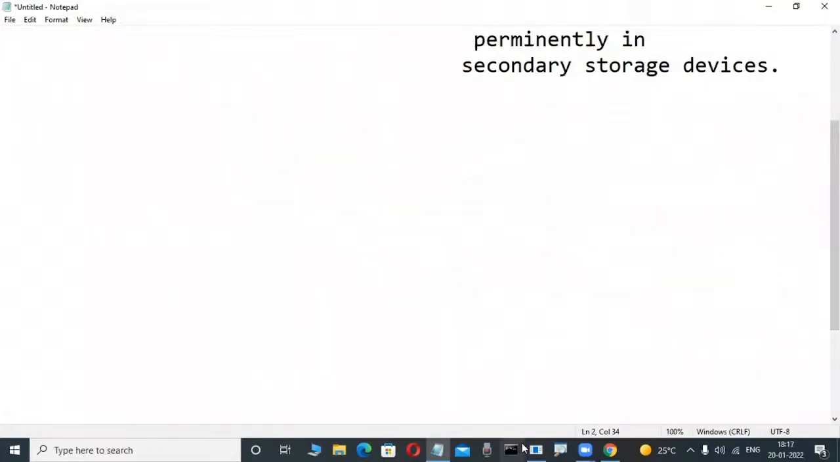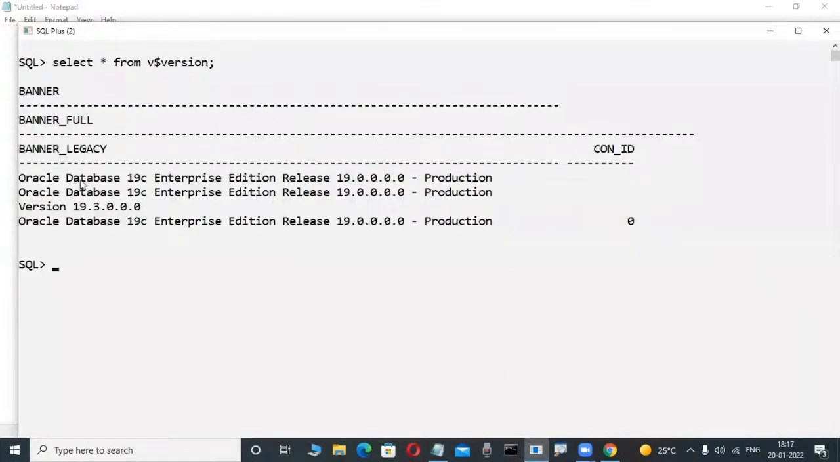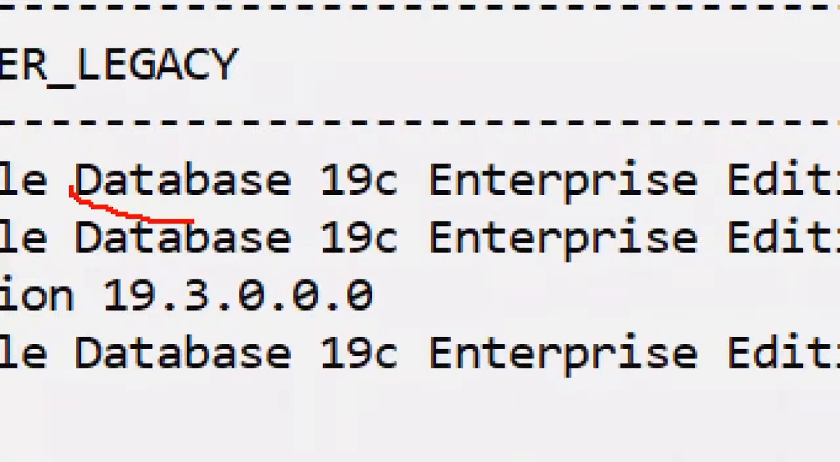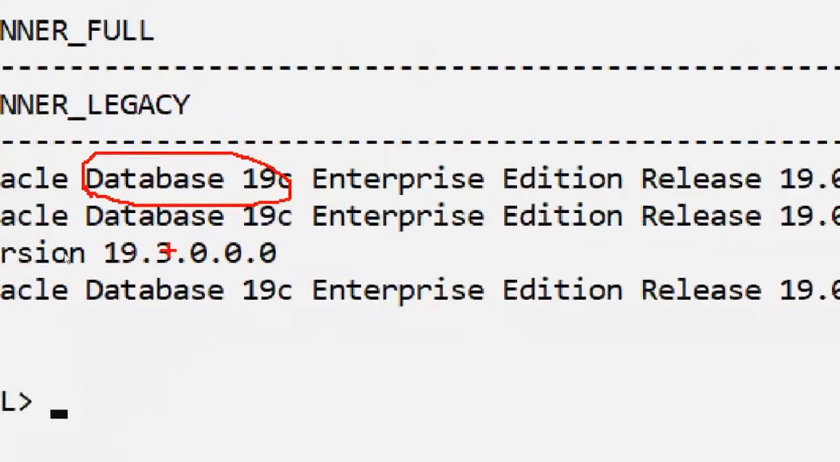Now check it out, concentrate here. For example, suppose this is an Oracle database in my system. We are teaching many classes here, and that's why there are so many tables.